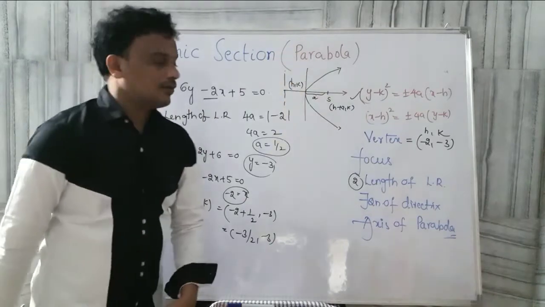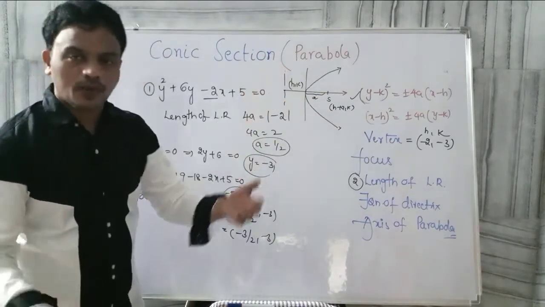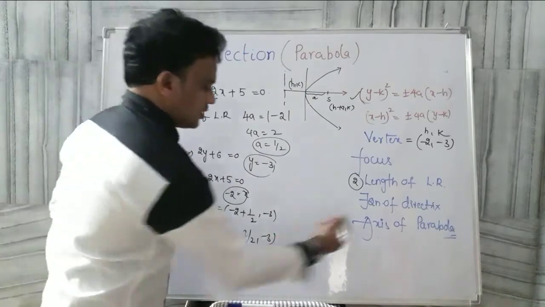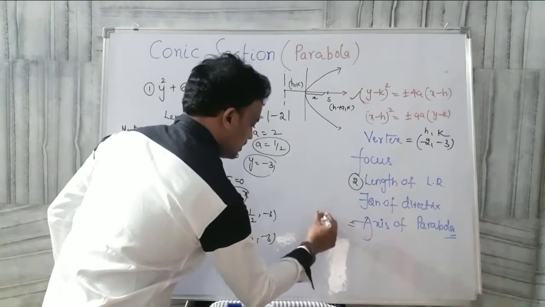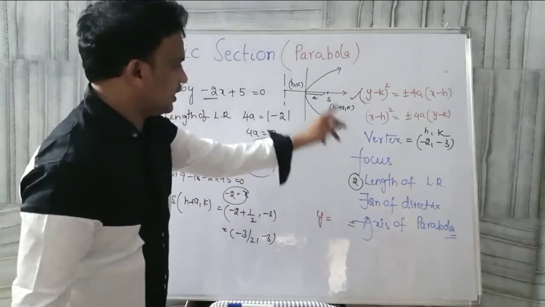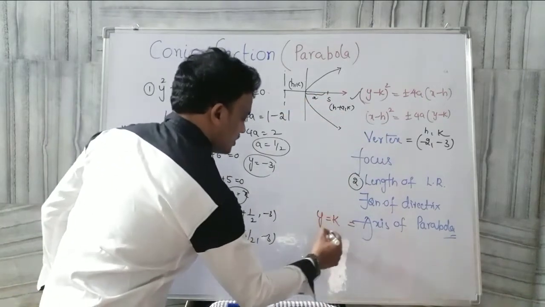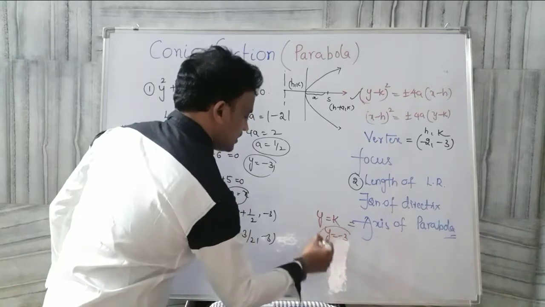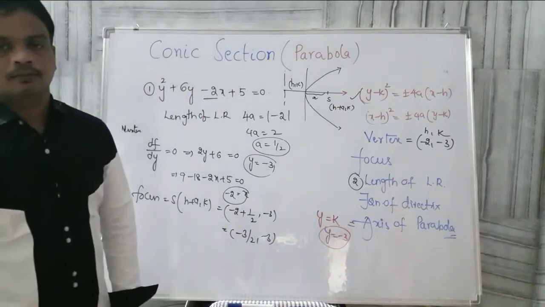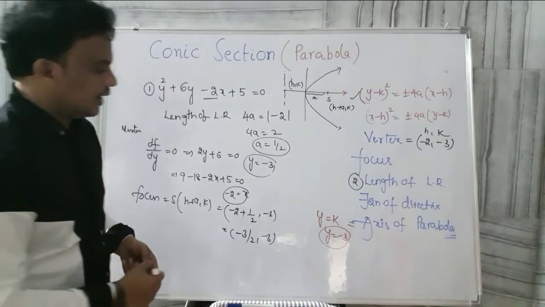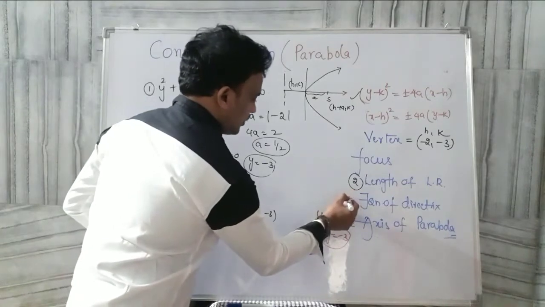So what is the equation of a line parallel to the x-axis? y equals constant. So for the axis of the parabola, I can write y equals k, since the y coordinate is constant. So y equals k means simply y equals minus 3. And in this case, what is the equation of the directrix?